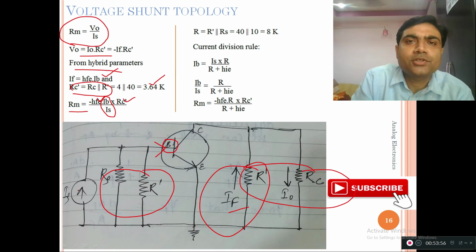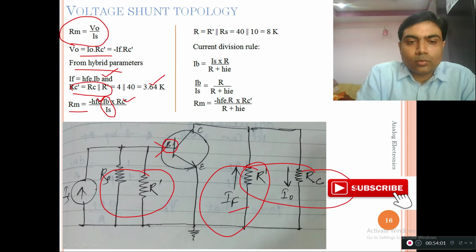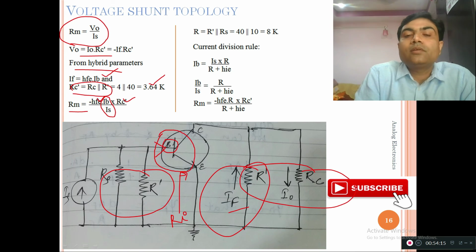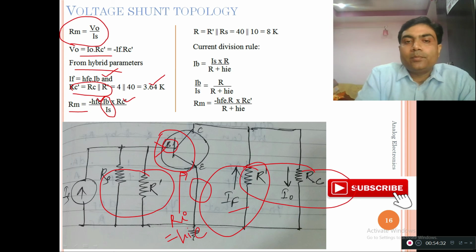Again we have to apply the current division rule as we have done in the previous case. So if I apply the current division rule, what is the opposite resistance? I have to draw the Ri here. This is the resistance through which this IB will be flowing. So Ri can also be written as HIE. Why can I write it as HIE? Because there is no emitter resistance present over here. So Ri is nothing but HIE. So Ri or HIE is the impedance through which this IB is flowing.